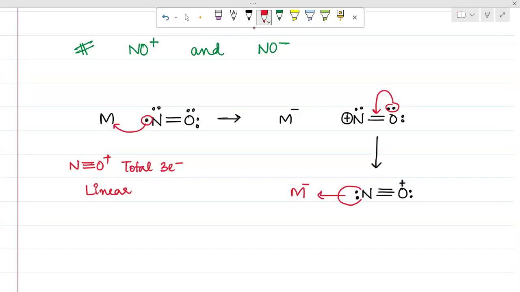You can explain the same thing with an MO diagram as well. I'm not taking that explanation now. We'll carry it afterwards.